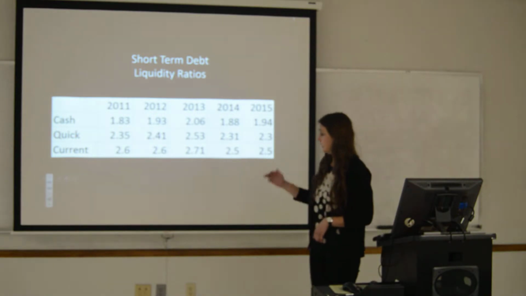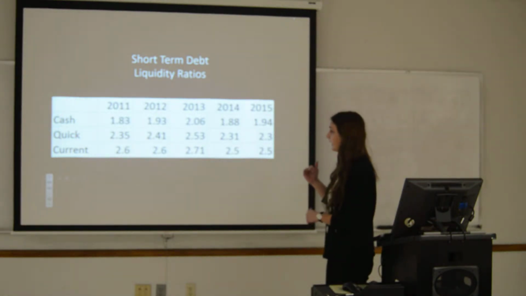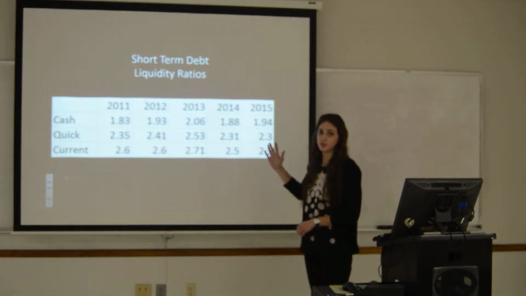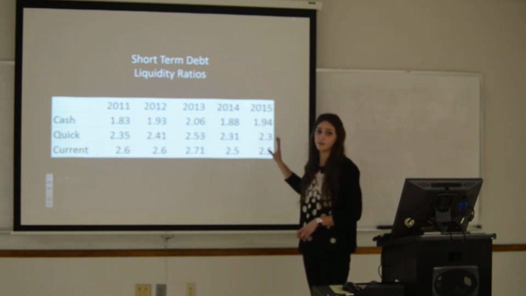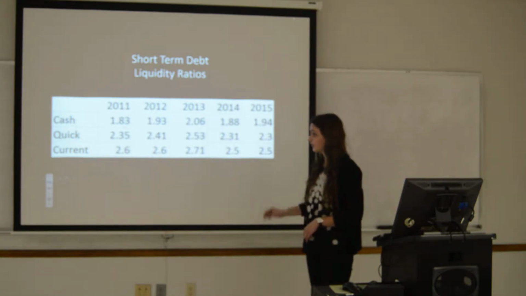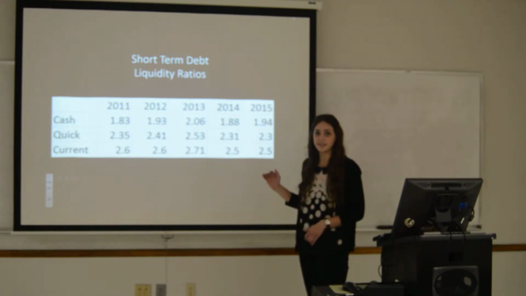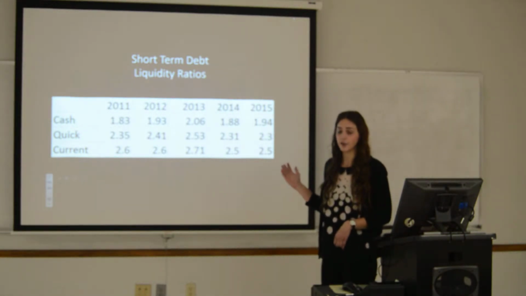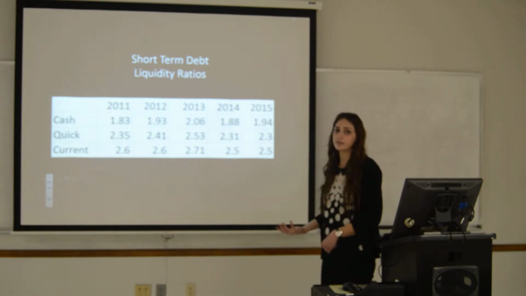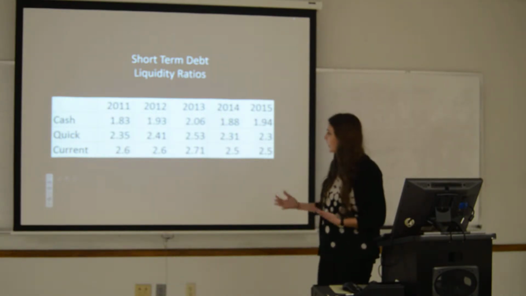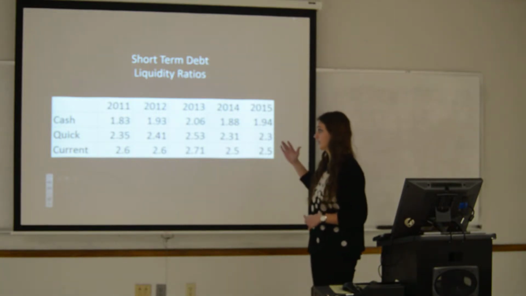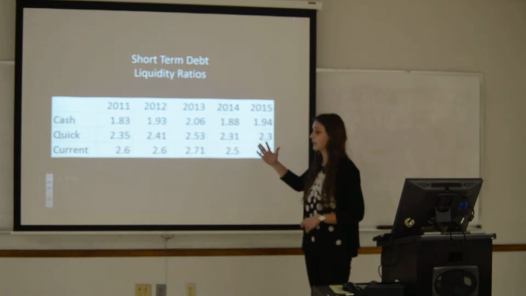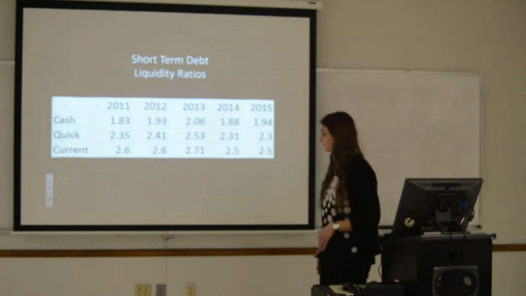And we can tell that in 2011 it was 1.83, and then it goes up to 2.06 in 2013, and then it starts going down again in 2015 to 1.94. Your quick ratio is your assets minus your inventory over current liabilities. Because Microsoft is in the software and technology field, they don't have much inventory, so it's not going to be much of a difference from the cash ratio. But your quick ratio is decreasing too.